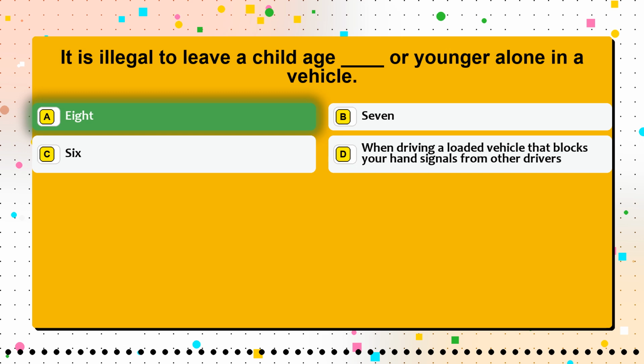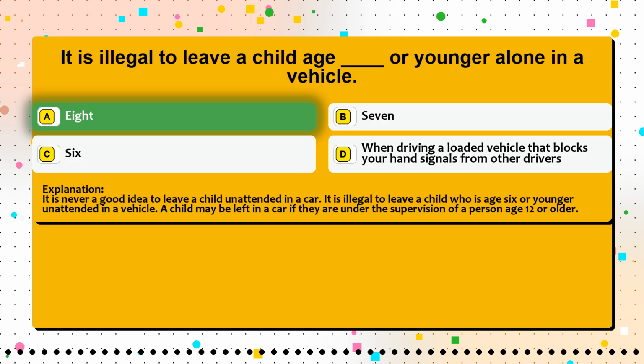The correct answer is option A. 8. It is never a good idea to leave a child unattended in a car. It is illegal to leave a child who is age 6 or younger unattended in a vehicle. A child may be left in a car if they are under the supervision of a person aged 12 or older.